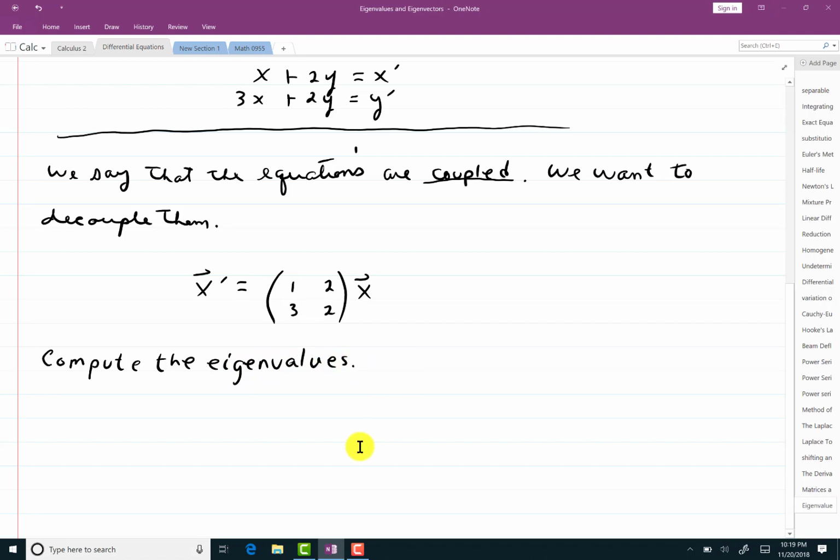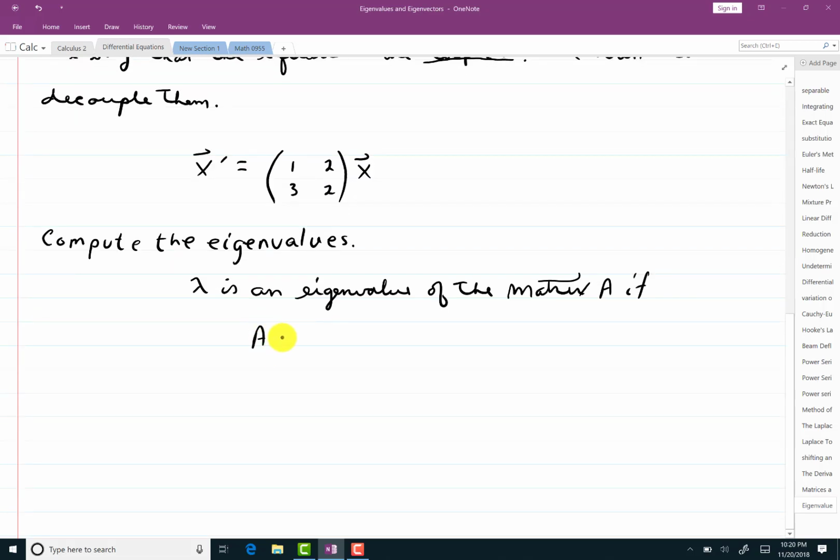What that means is the following. Lambda is an eigenvalue of the matrix A if A times some vector x equals lambda x, and this is for some non-zero vector x. Then lambda is the eigenvalue, as I said. X will be called the eigenvector.